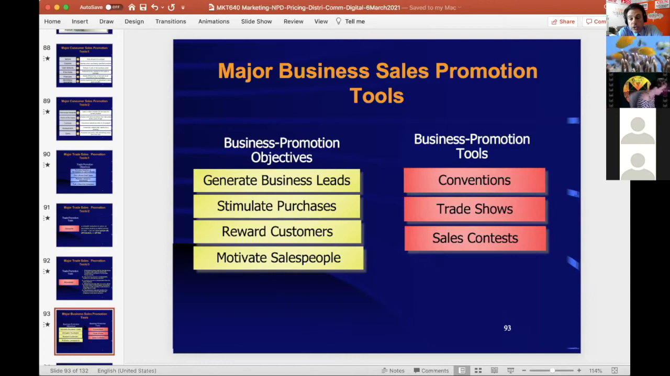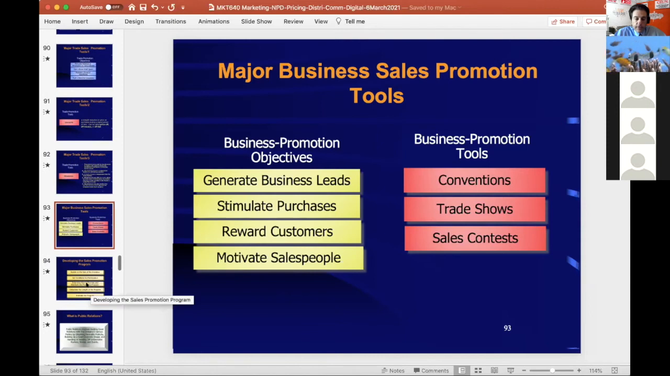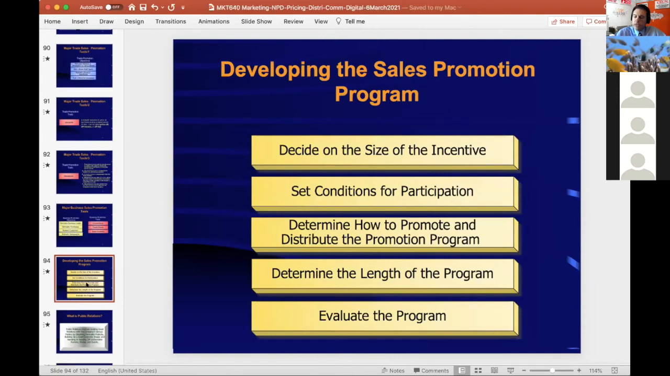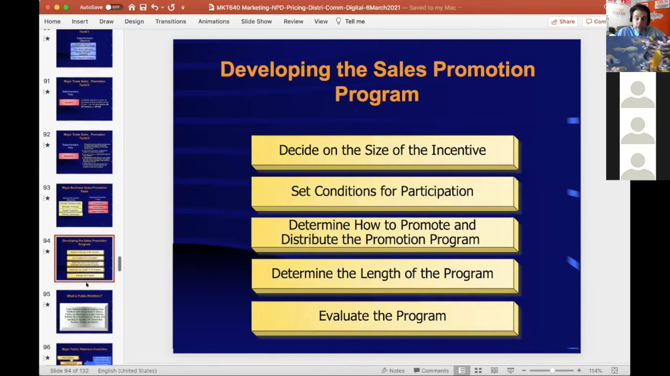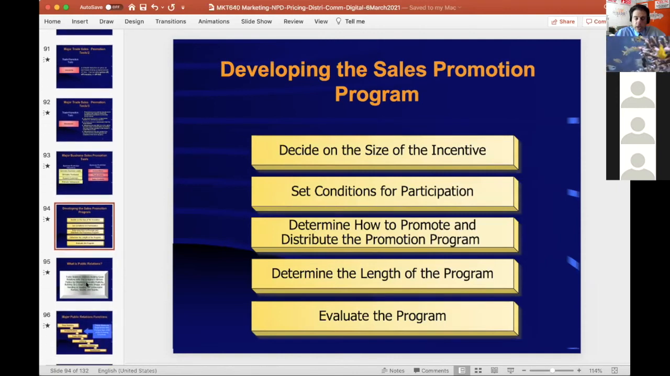But however, those trade shows are very important. So you pay for trade shows, and that's part of your sales promotion, or you participate in the trade shows of your distributor in their territory. So when you give a sales promotion, you have to think about the incentives, the size of the incentives.